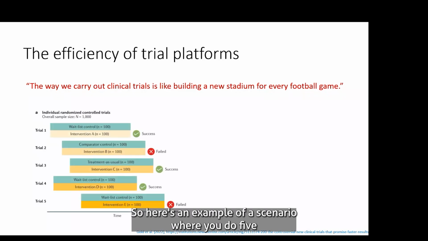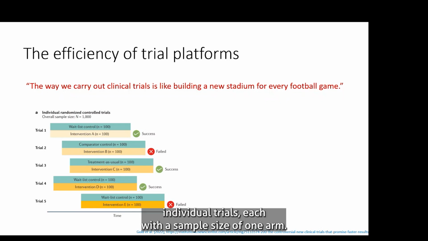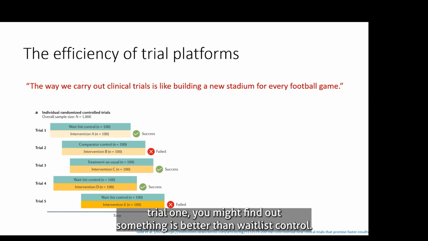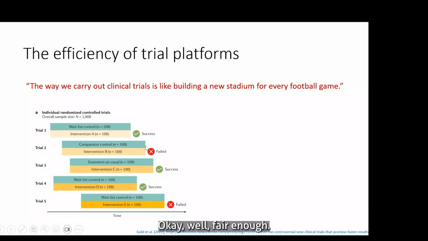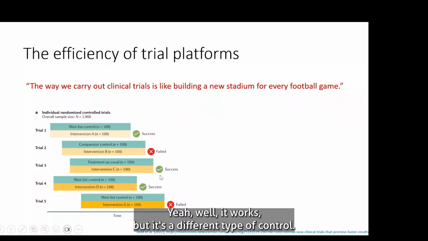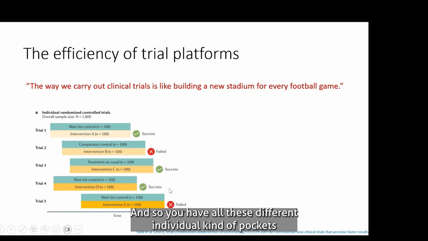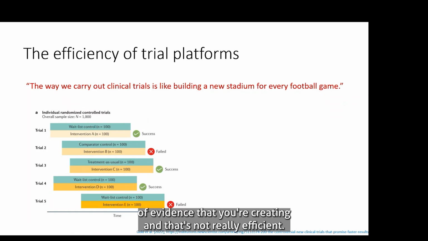So here's an example of a scenario where you do 5 individual trials, each with a sample size of 100 per arm. For example, in trial 1, you might find that something is better than waitlist control. Okay, fair enough. Trial 2, it's a fail. Trial 3 starts later. Yeah, well, it works, but it's a different type of control. And so you have all these different individual pockets of evidence that you're creating, and that's not really efficient.